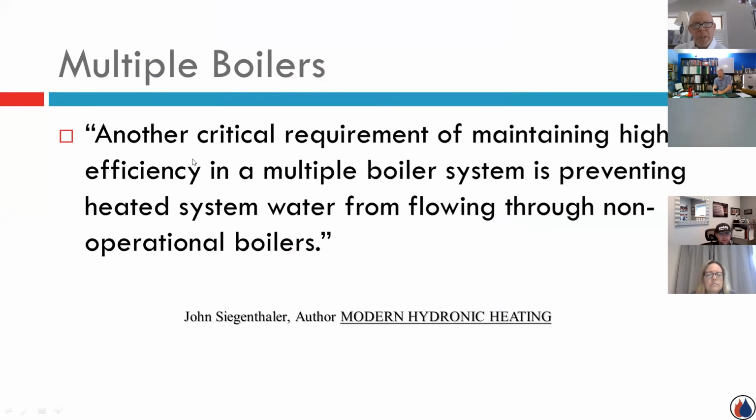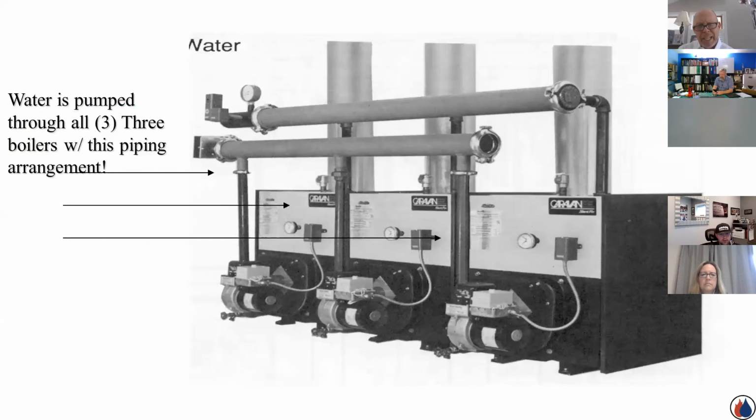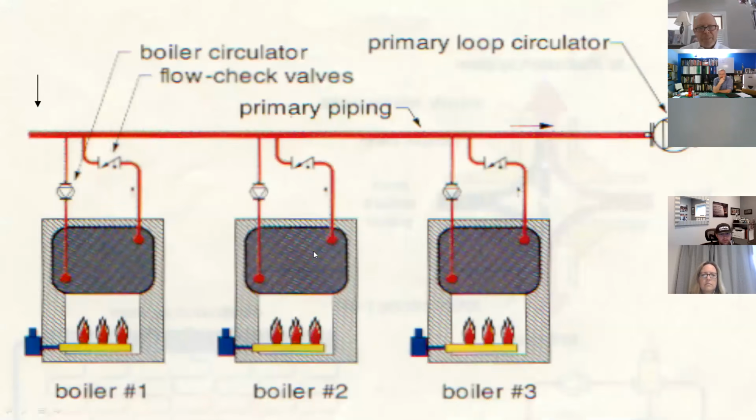A statement was made by one of the heating engineers in the industry who does a lot of writing, referencing a multiple boiler plant: another critical requirement of maintaining this high efficiency is preventing heated system water from flowing through non-operational boilers. We don't want that, and that's exactly what you have with a system like this. They're not claiming primary, secondary, they're just saying a multiple boiler, but they actually have heated system water flowing through all 3 boilers, whether they're firing or not.